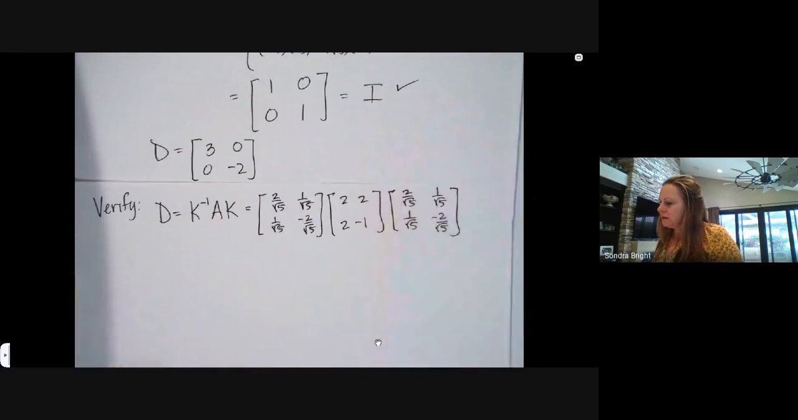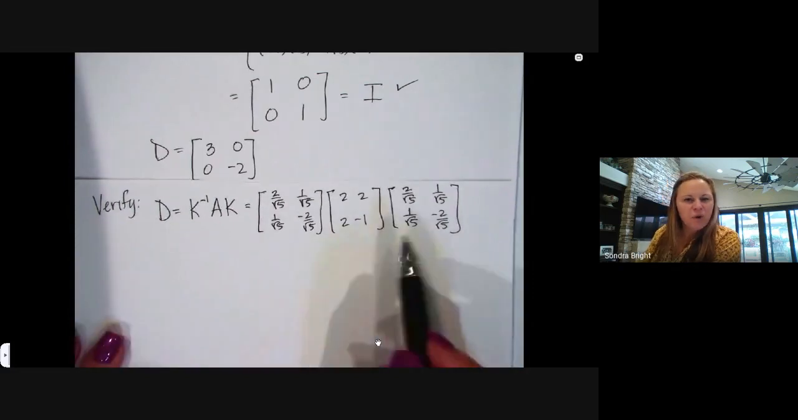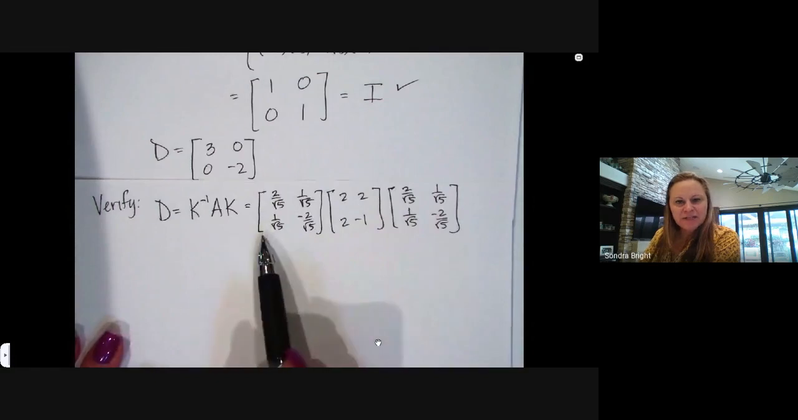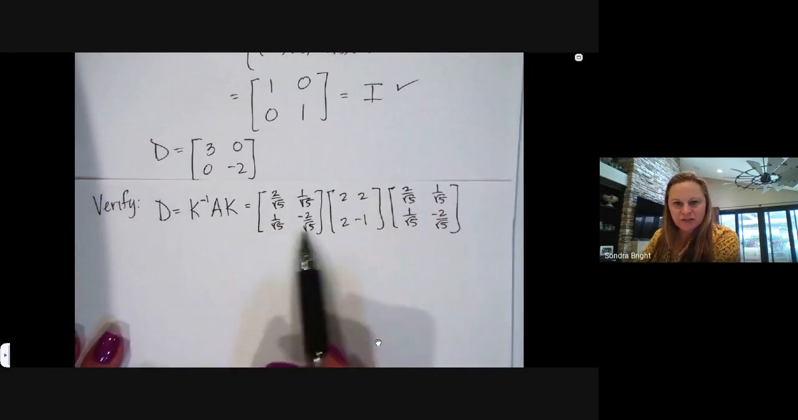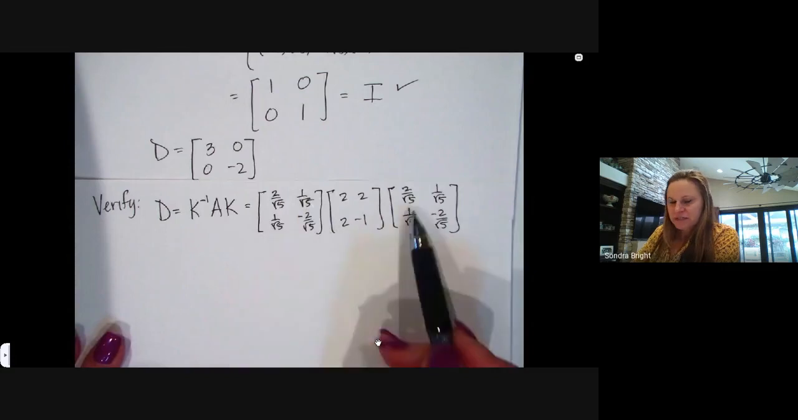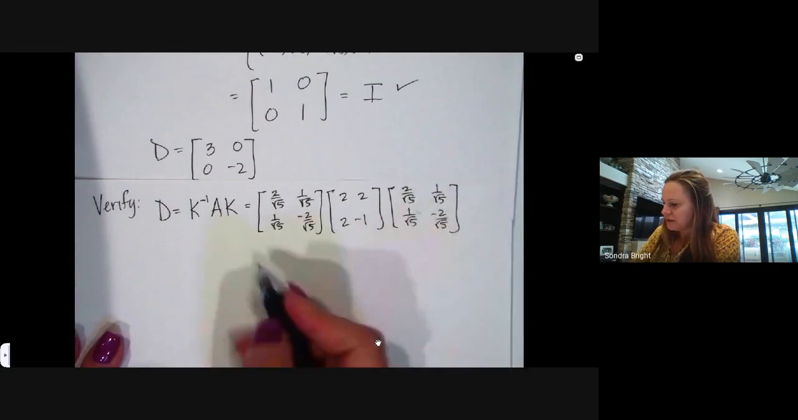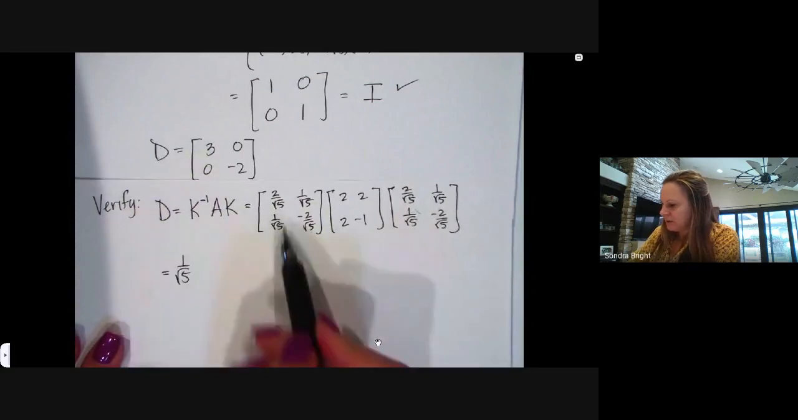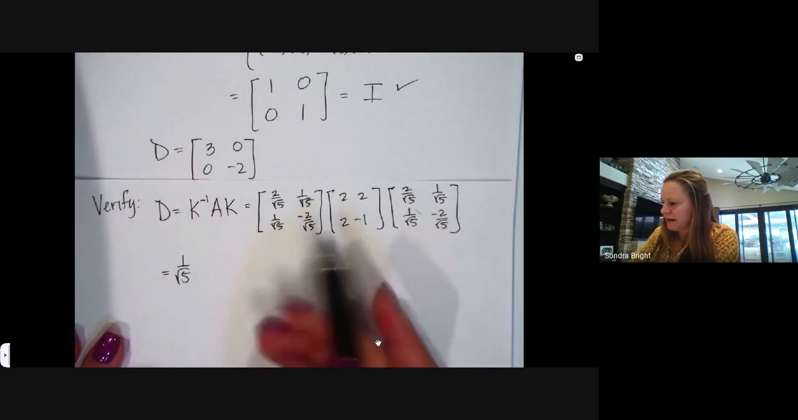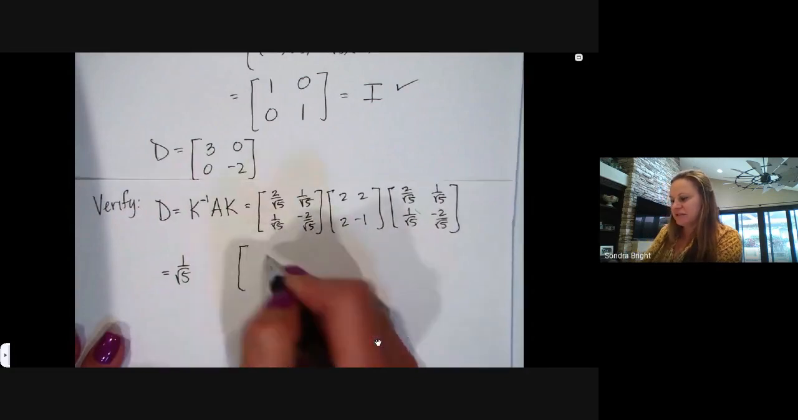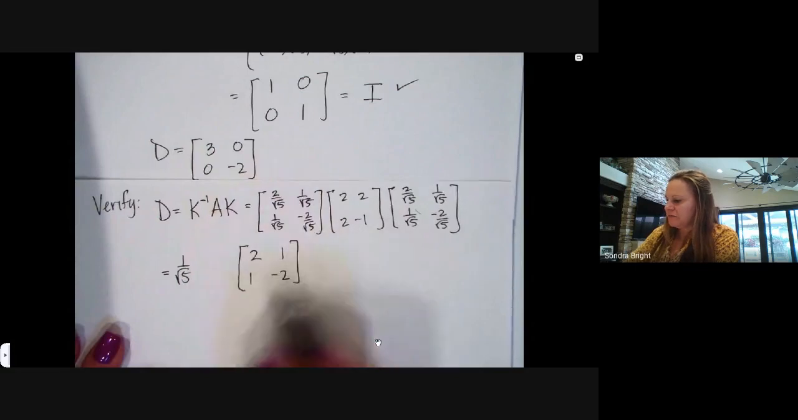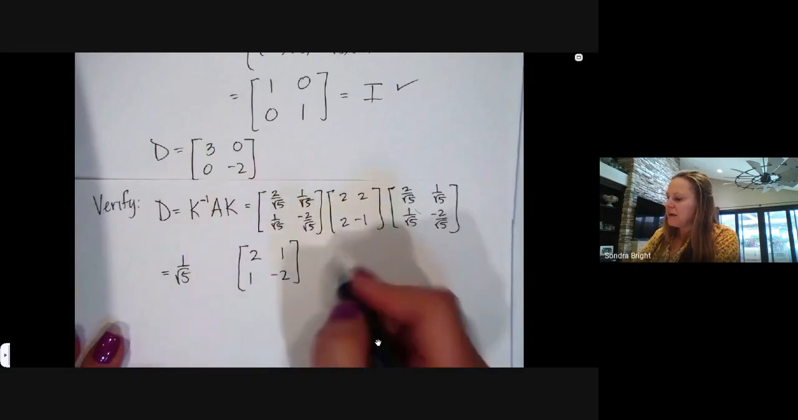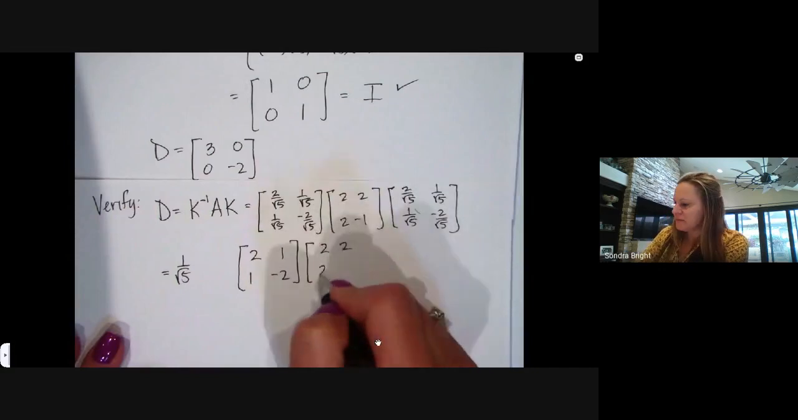Okay, so let's multiply these. Here's what I'm going to do to make my life easier. I can factor out the 1 over rad 5 from this entire matrix, and I can also do it from this entire matrix, just to make my computations easier. I'm going to factor out 1 over rad 5 from this one so that now it'll be 2, 1, 1, negative 2. That one's nice, I'll leave that one. I'm also going to factor out the 1 over rad 5 from this matrix also.